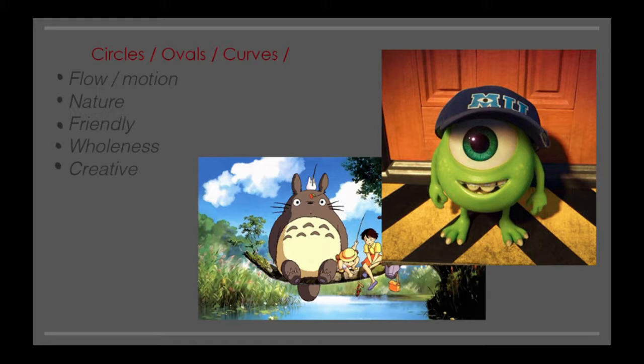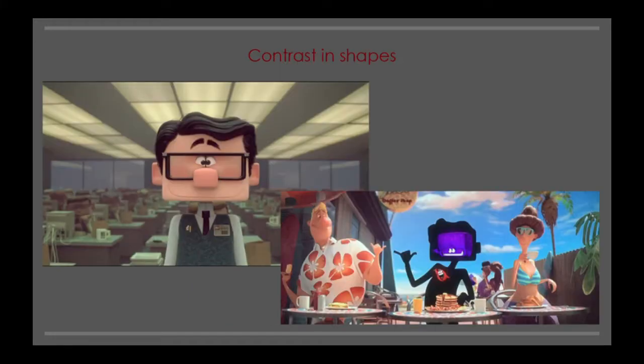We find it all around nature. It is a very friendly shape, and it gives us a sense of wholeness and creativeness. A good example of contrasting shapes is the short film Inner Workings. In it we find a square man in his square work, and all around him many curves and circles evoke him to enjoy life. Even the personalities and the way the characters act in the short reflect their shapes.